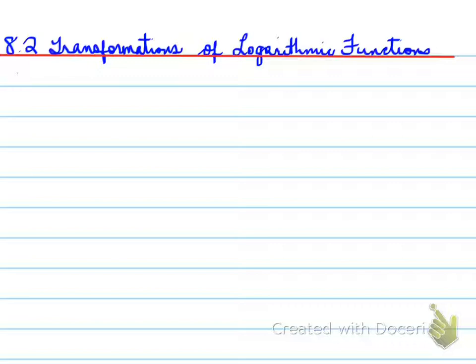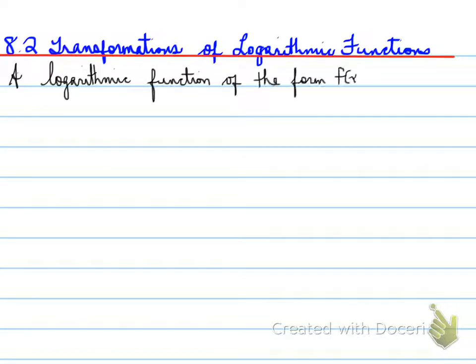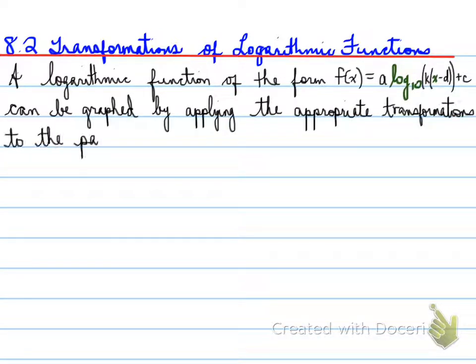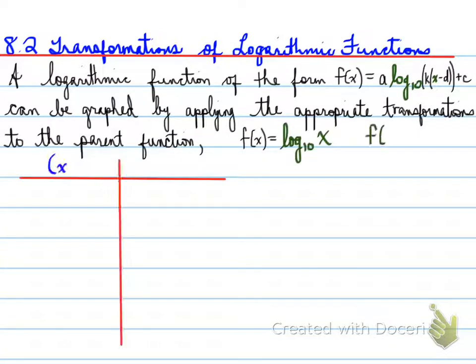All right, 8.2, transformations of logarithmic functions. So here, what we're going to be doing is looking at the transformations, the graphs of logarithmic functions. A logarithmic function of the form f(x) = a log base 10 of (kx - d) + c can be graphed by applying the appropriate transformations to the parent function.